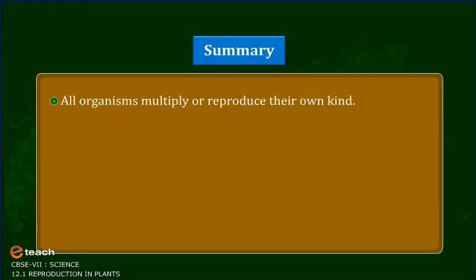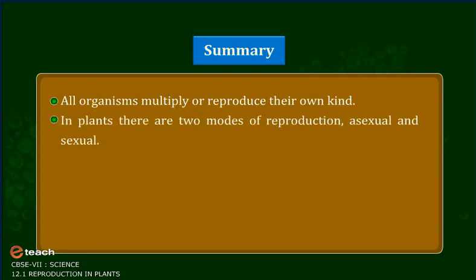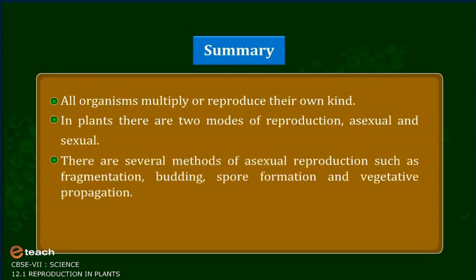Summary. All organisms multiply or reproduce their own kind. In plants, there are two modes of reproduction, asexual and sexual. There are several methods of asexual reproduction such as fragmentation, budding, spore formation, and vegetative propagation.